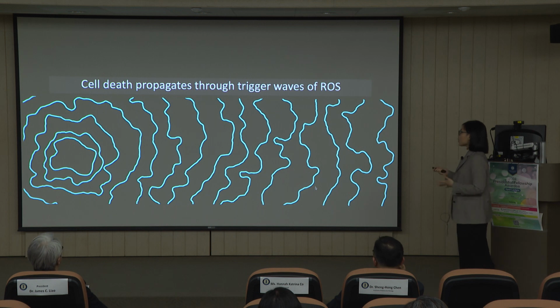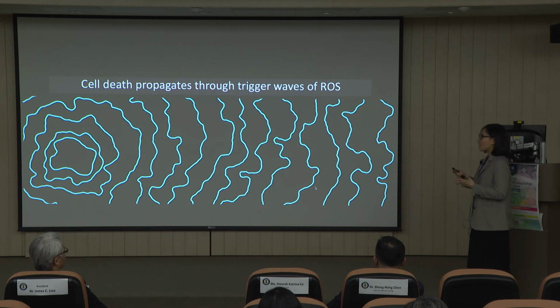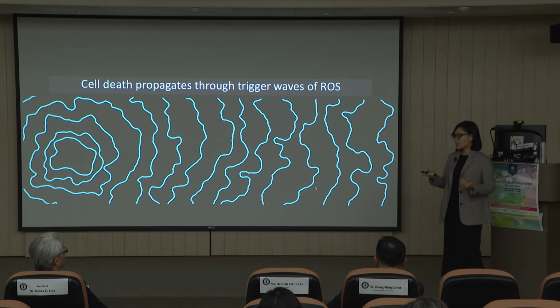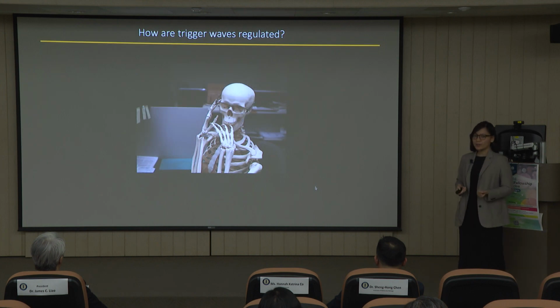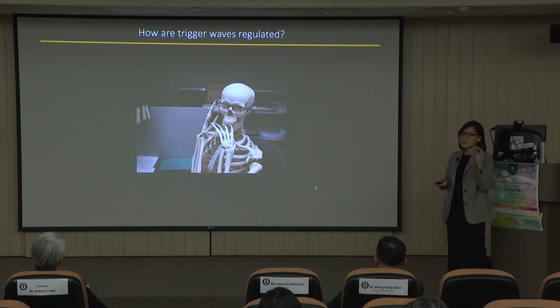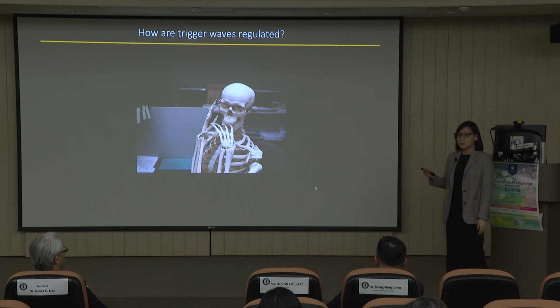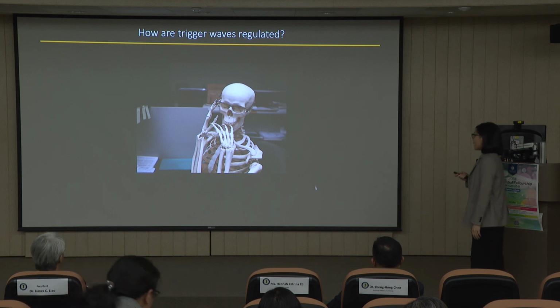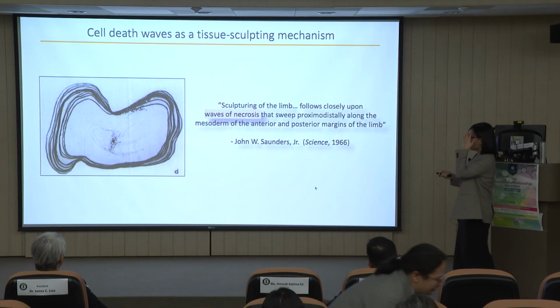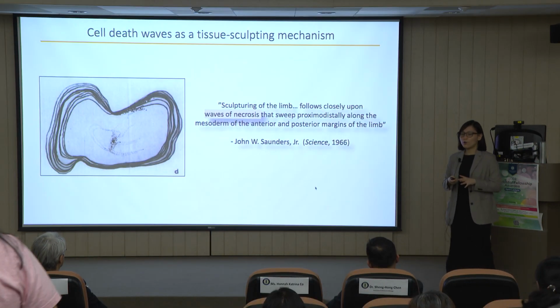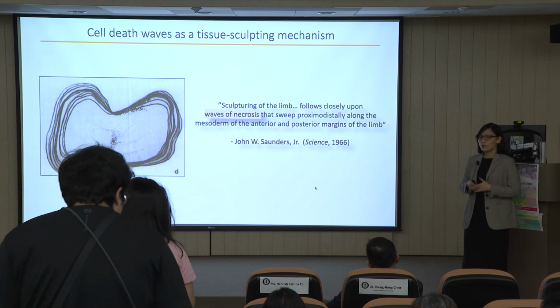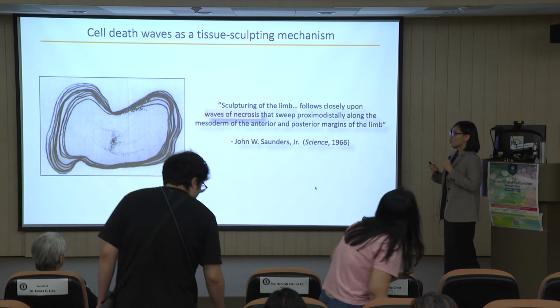So this nature of trigger waves to propagate cell death without spatial limits sounds really terrifying, right? I mean, once cell death initiates, then we will all end up like skeletons, which means that this trigger wave of cell death must be regulated. Inspired by John Saunders' observation, I looked into the role of ferroptosis during limb development, using the chicken embryo as a model system.